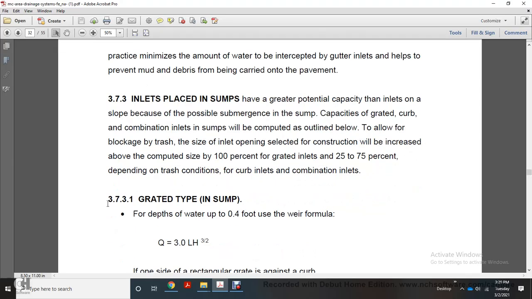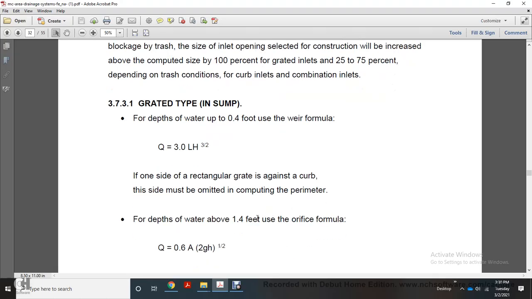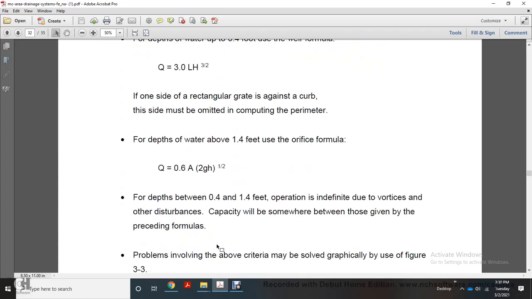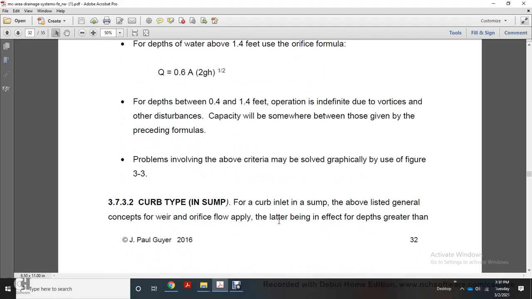Curb inlets, combination inlets, graded type and sump, with depths of up to 0.4 feet, operate as weirs: Q is equal to 3.0 times L times H to the 3/2 power. One side of the rectangular grate is akin to the curb. For depths of water above 1.4 feet, or if it is full, the flow is as an orifice: Q is equal to 0.6 times A times the square root of 2gH. For depths of 0.4 to 1.4 feet, operation is indefinite due to vortices and other disturbances. Capacities will be somewhere between those given in the preceding formulas. Problems involved with the above criteria may be solved graphically using a figure.